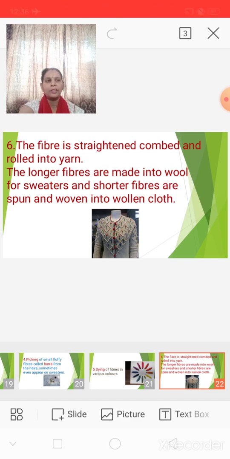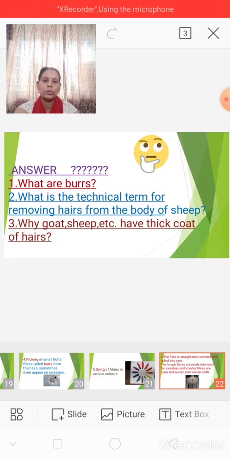Now what is a yarn? You know, it is a fiber. So the long fibers are made into the wool now. These are used for making the sweaters, and the shorter fibers are spun and woven into woolen clothes. So here two types of fibers are there. One is long and the other one is short. Longer ones are used for the sweaters and the shorter ones are used for the woolen clothes.